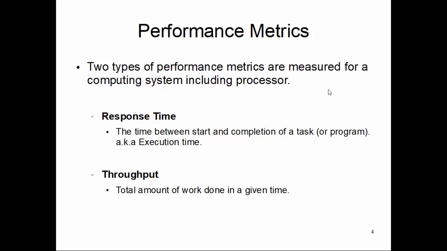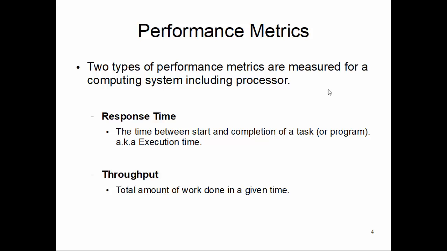In a computing system, we call it a program, right? You start a program, you wait for some time, it ends, and this is also known as your execution time. So that is the response time of a computing system. You send a request to the computing system, start my program, and you wait, and then it finishes the job. That time elapsed between start and stop is your execution time or response time. Whereas throughput is the total amount of work done within a given time.